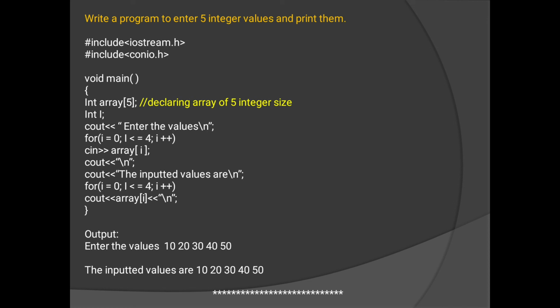Using the for loop, all the five data that are stored in the five array elements will be displayed one at a time. In the same way, i equal to 0, i is less than or equal to 4. One by one the cout will display array[0], whatever is stored in array[0], followed by \n, the next line. That way you get the output in this format: enter the value, 10, in the next line 20, next line 30, next line 40, next line 50. Similarly, the inputted values will be displayed vertically: 10, next line 20, 30, 40, 50, and so on.